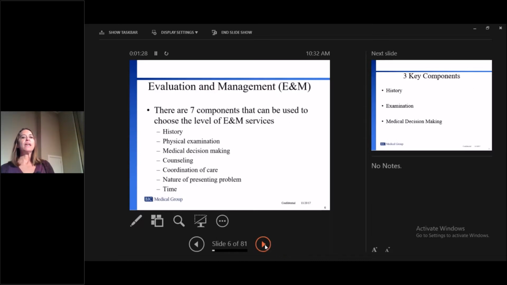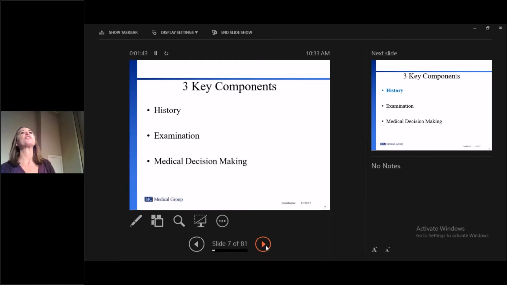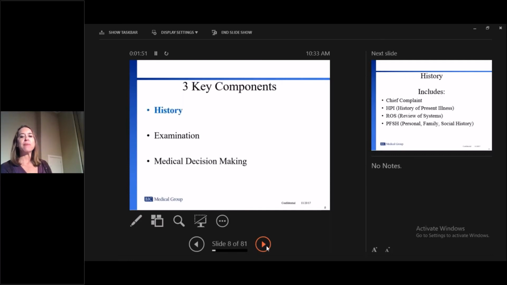So when we're looking at billing and coding, you've all heard AMNP coding. So what does that mean? There's 7 components that can be used to choose the level of services, but the most common ones we have 3 of, and that's what we're going to be talking about today. So the 3 key components of billing and coding are your history, your exam, and your medical decision making. We're going to talk first about your history.